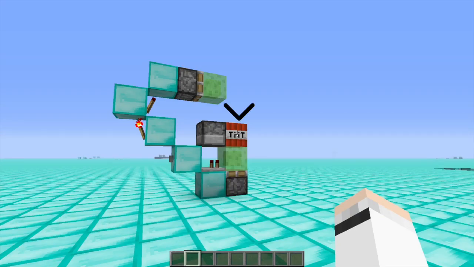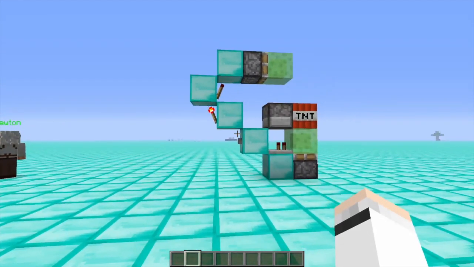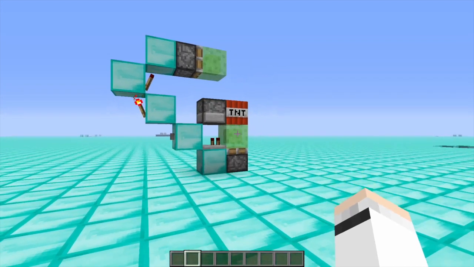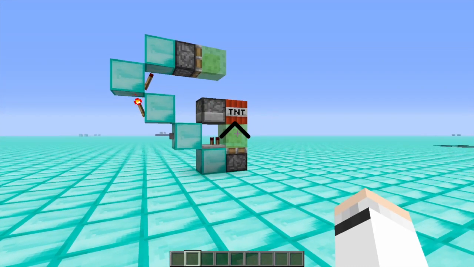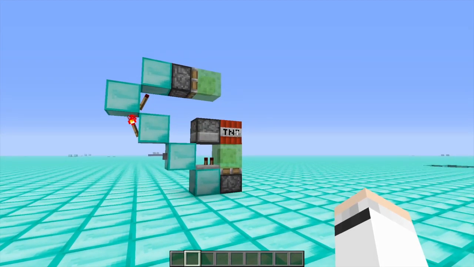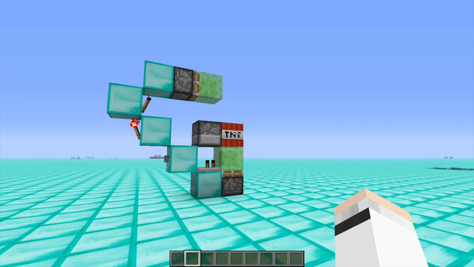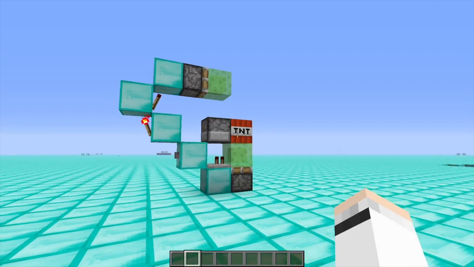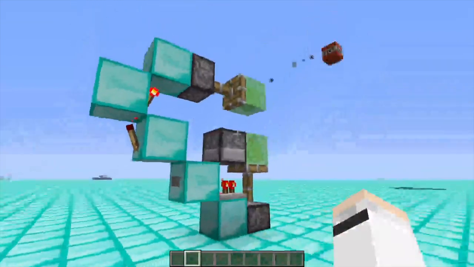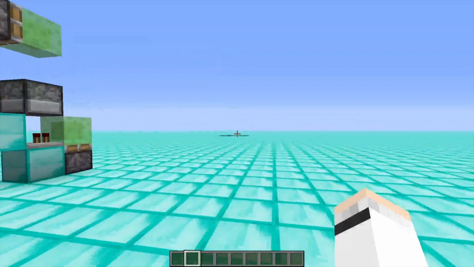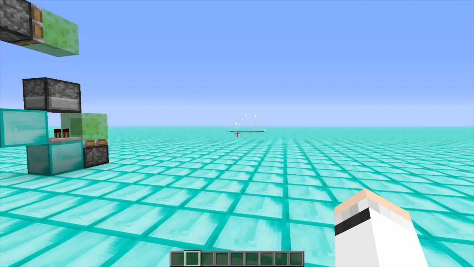This TNT block has a net force of 0. It is a balanced force. Once I press this button, it will move and have a net force different from 0. It will be an unbalanced force. The action could be the force of the slime block acting on the TNT, or the reaction could be the force of the TNT acting on the slime block. But let's just press the button. That was an unbalanced force.